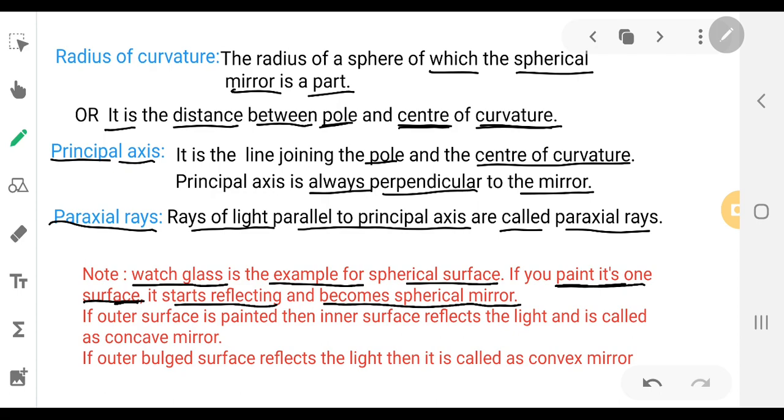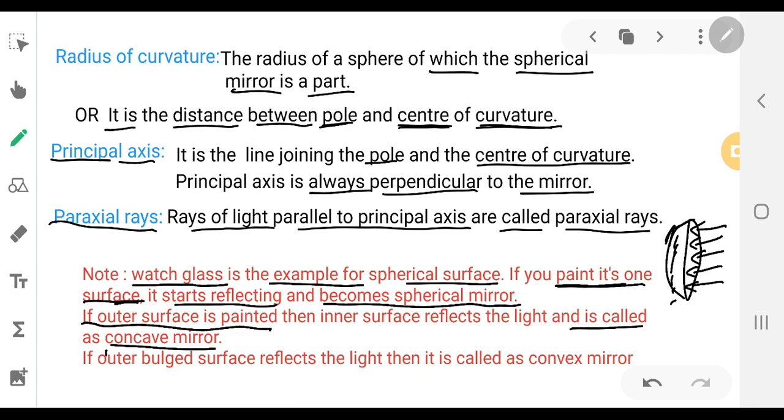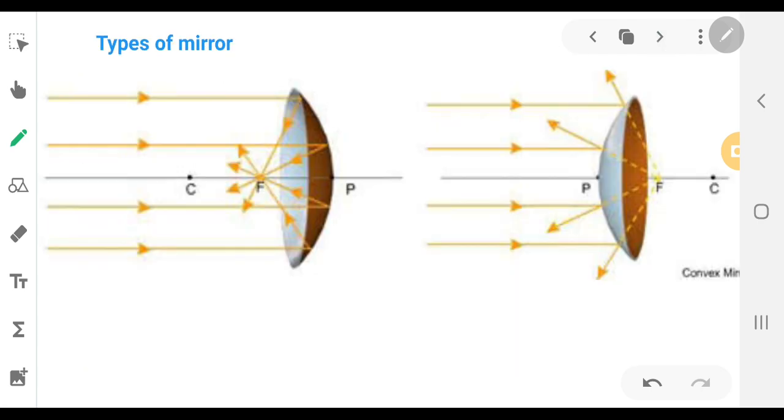Now depending upon which side is painted, it can be categorized as concave and convex. If the outer surface is painted, then the inner curved surface will reflect the light, and it is called a concave mirror. If the inner surface is painted, then the outer surface reflects the light. It is known as a convex mirror. Now we'll see how the concave and convex mirrors are there in the types of mirror.